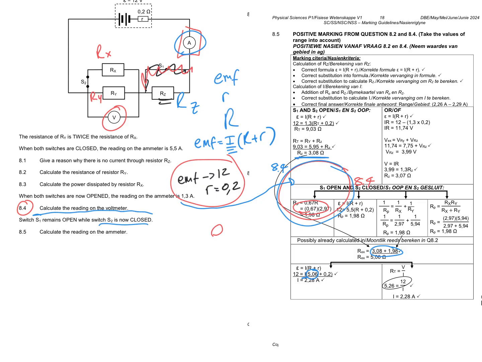So we have now worked out the current by using the numbers from 8.4 to work out the value of RZ, giving us the answers to RZ, RY, and RX. We have all of those resistances, we have little r, we have the EMF, so therefore we can work out the I.